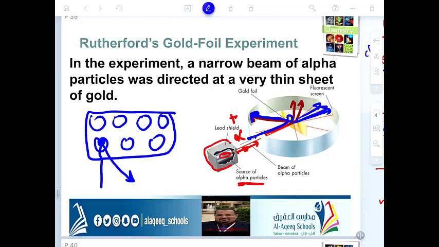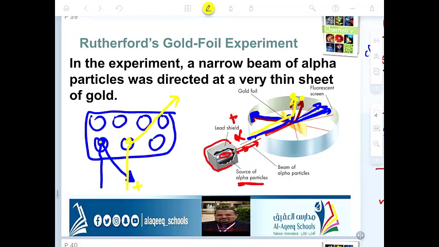Others move like this. Look, they are deflected like this, because he found spots glowing here. Deflected, but not a lot. Okay? What does it mean? It means some rays are moving but deflected like this because they repel with something here. And because this alpha is positive, it repels with something positive.